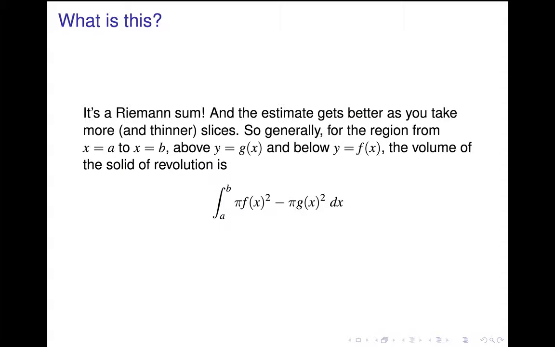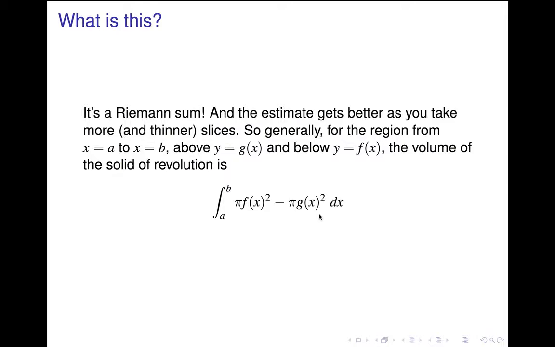So that example gave us a way to figure out the general formula for solids of revolution. If I take a region and I say that region is bounded on the left by x equals a, on the right by x equals b, above by f of x, and below by y equals g of x, then to calculate the total volume, I simply calculate the integral of this quantity.